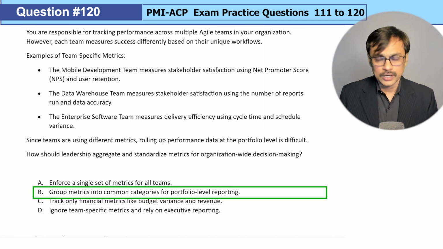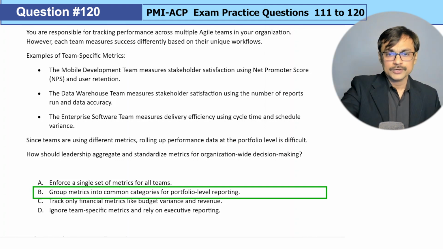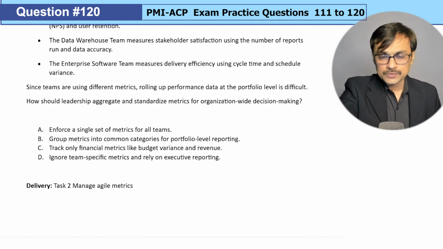So in all, option B looks great because that's the thing you will learn when you study your delivery workbook. Overall, this is mapped to agile metrics. You are managing the agile metrics. These were the questions which we were referring to here.